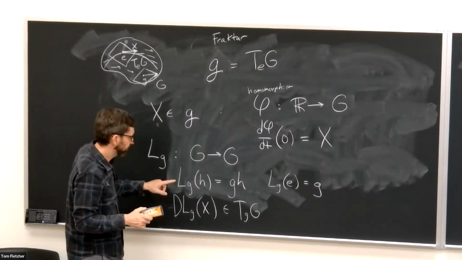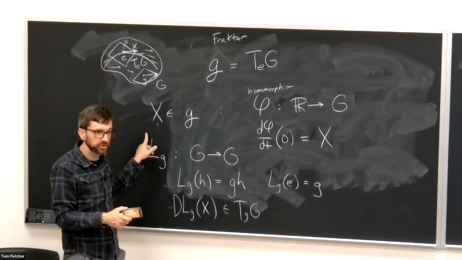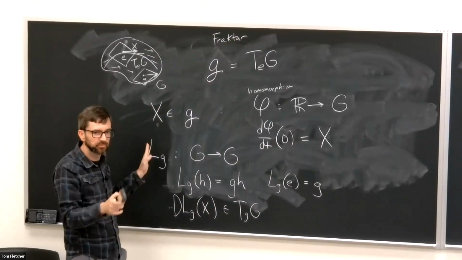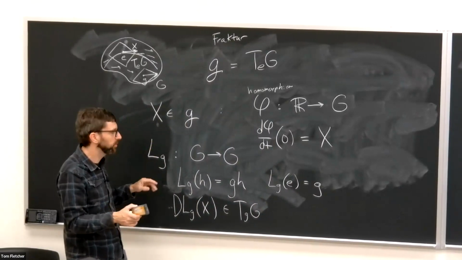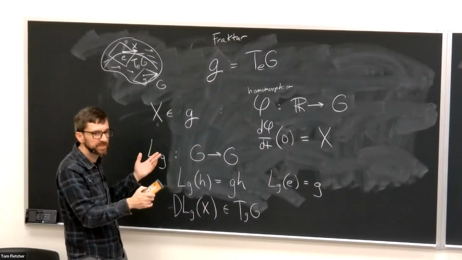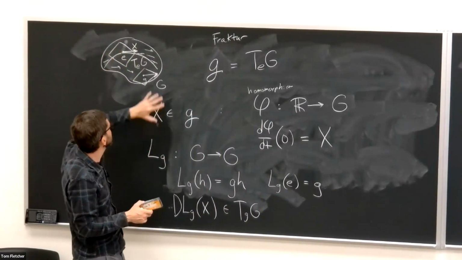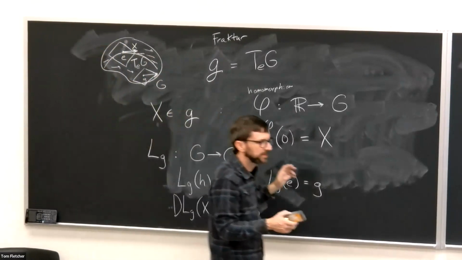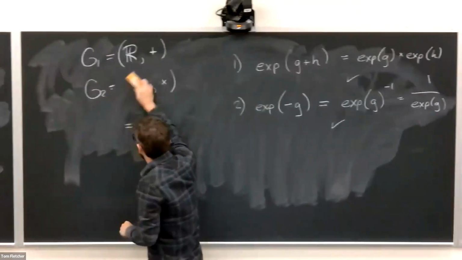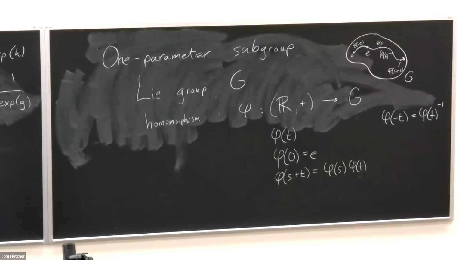Anyway, there's nothing special about left. You can also do right multiplication and just repeat this whole process with right multiplication. So pick one, left or right, whichever you prefer, and run with that. Okay, so that gives me a vector field called a left invariant vector field. I'll write that down explicitly.